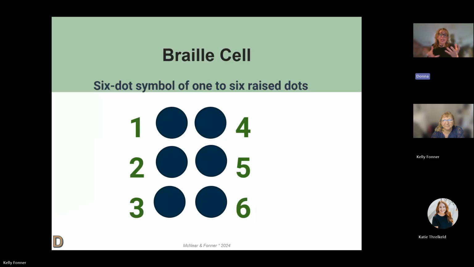So simply, and this PowerPoint will be a great reference for you in the future. That's why I created these few slides around Braille. A Braille cell is a 6-dot symbol of 1 to 6 raised dots. You see how there are 2 columns, and we call it dot 1, dot 2, dot 3, and dot 4, dot 5, dot 6.